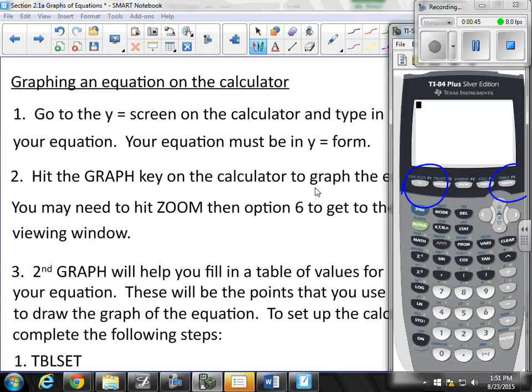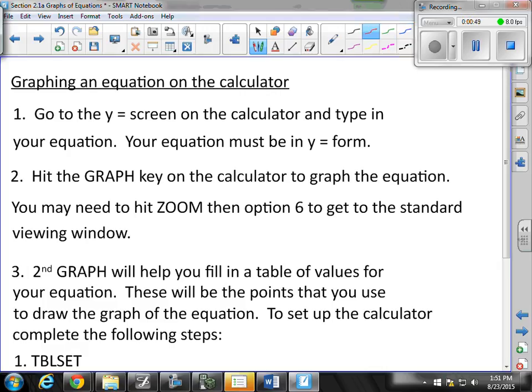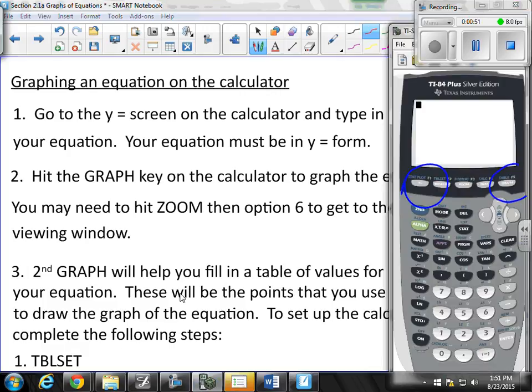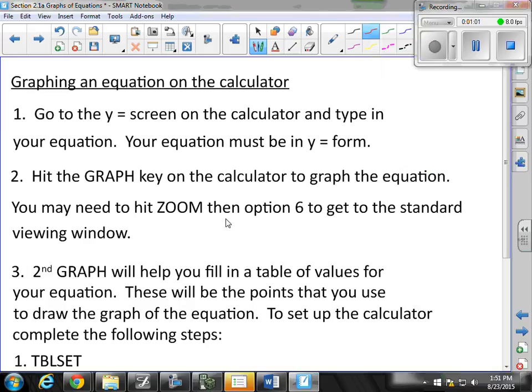You may need to hit zoom, and zoom is in that row on the calculator as well. Zoom is right there. And option 6, and that will get you to the standard viewing window.